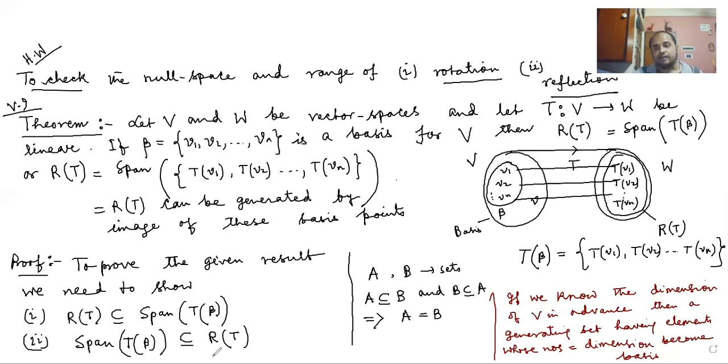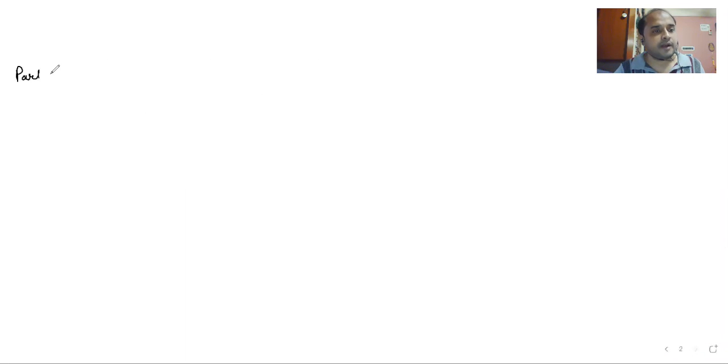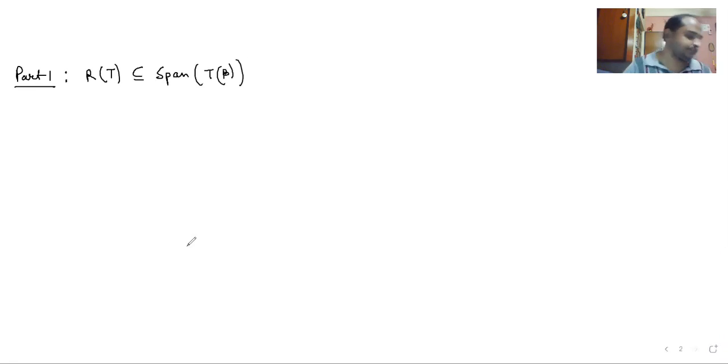The proof is there in the book, but not in the way I'm going to do it. They have done it in a shortcut way. So I'm going to prove this particular result. Okay, so part one, I'm going to show that RT is a subset of span of T beta. Okay, that I'm going to show.